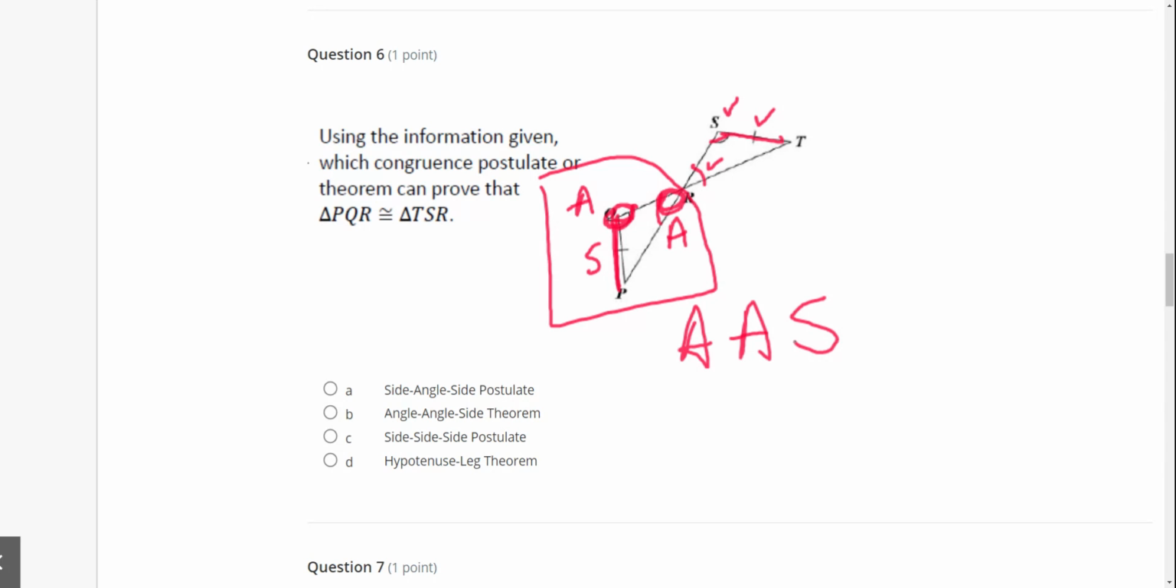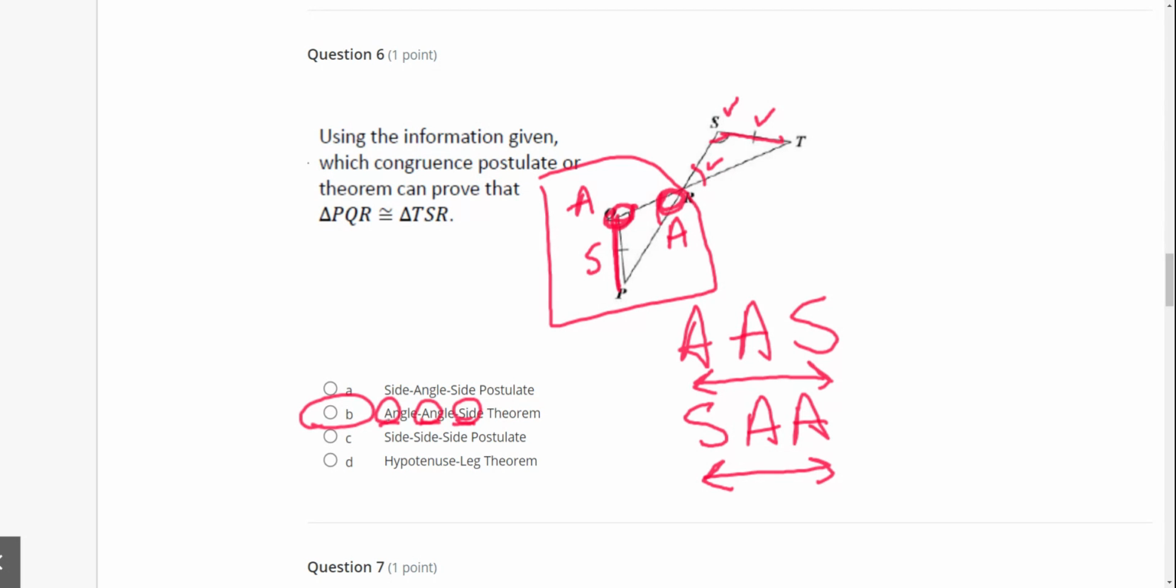Angle, angle, side. And if you happen to read that backwards, it's S-A-A. These are like biconditionals. You can read them front ways and back ways. It doesn't matter which way, because this would just be side, angle, angle, if you read it backwards.